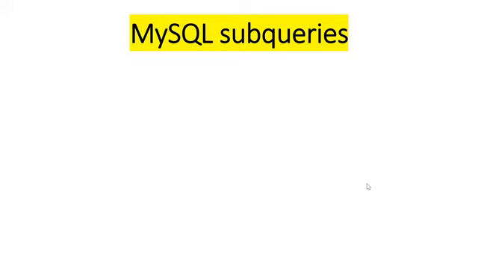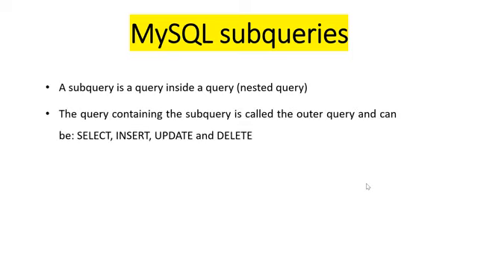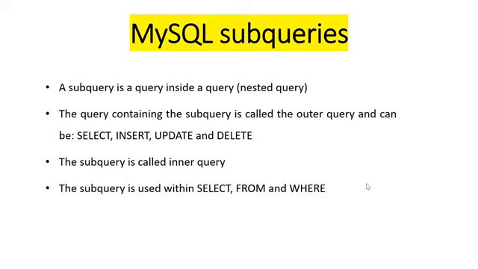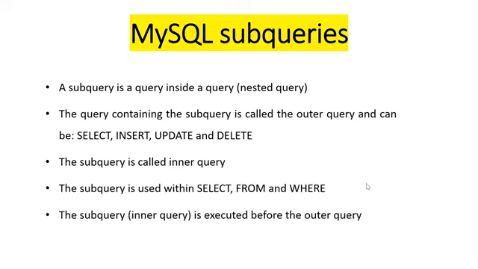In this tutorial, we are going to talk about MySQL subqueries. So basically, a subquery is a query inside a query, which is also called a nested query. The query containing the subquery is called the outer query and can be select, insert, update, and delete. The subquery is called the inner query and it can be used within select, from, and where. The subquery, which is also called the inner query, is executed before the outer query. And of course, the subquery needs to be used within parentheses.